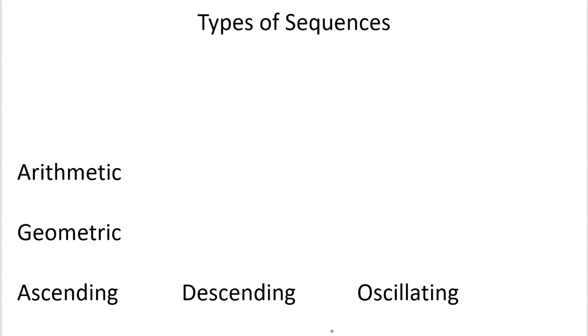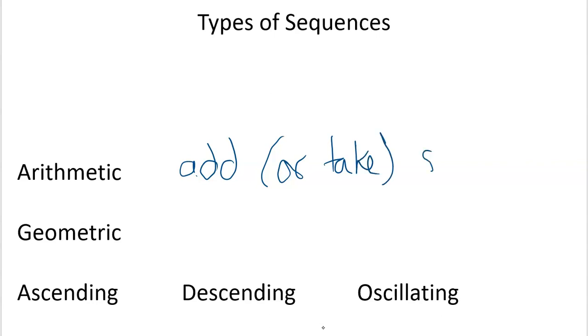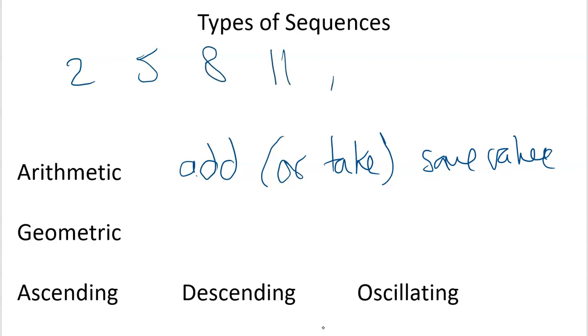And we can categorize them as arithmetic, geometric. Now, arithmetic sequences are ones where you add or take the same number each time. So, for example, that might be 2, 5, 8, 11, and so on and so forth. Here, to go from 2 to 5, you add 3, and then add another 3, and then add another 3, and the sequence progresses by getting 3 bigger each time.